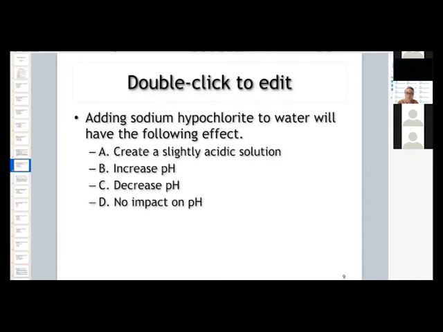So it's going to increase the pH. The pH of sodium hypochlorite is actually high on the pH scale. So when you add it to water, it's going to increase it.